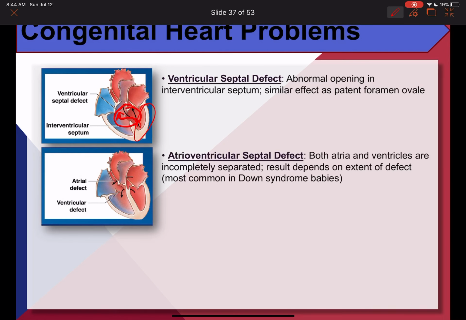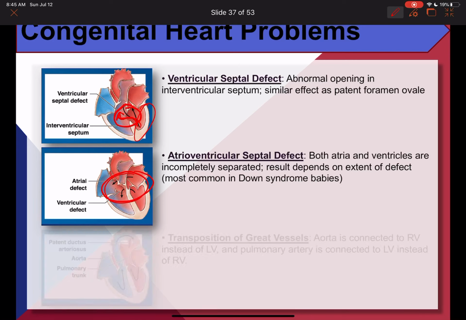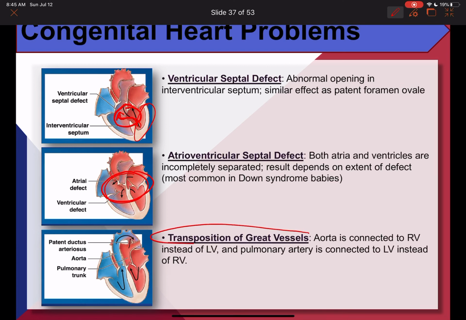And then atrioventricular septal defect is when both atria and ventricles are incompletely separated. The result depends on the extent of the defect, but this is very common, or most common, in Down syndrome babies. Okay, and that's why sometimes Down syndrome babies may grow, but they may end up with a lot of heart problems because of that.